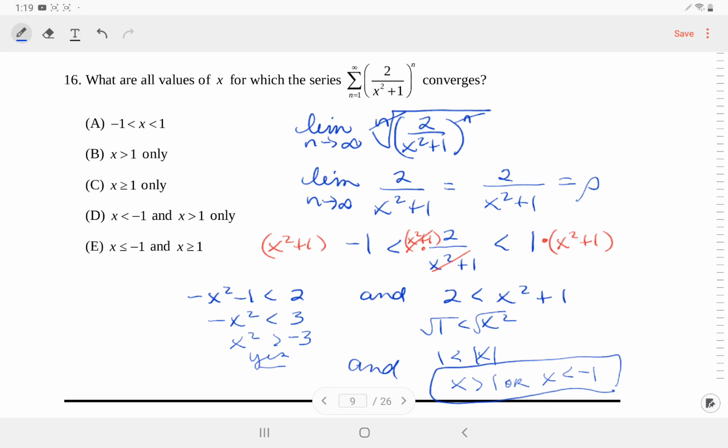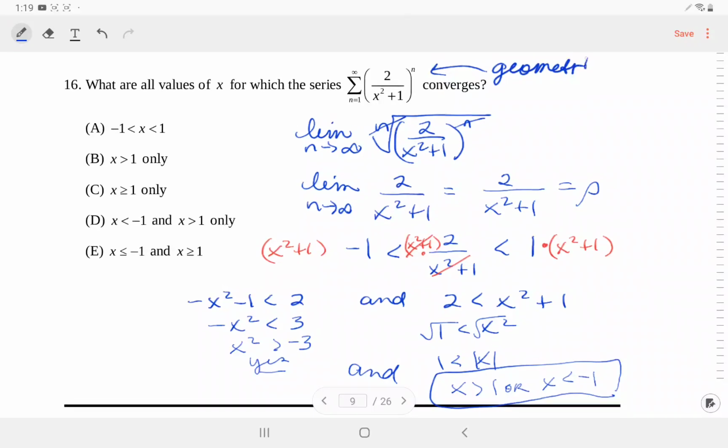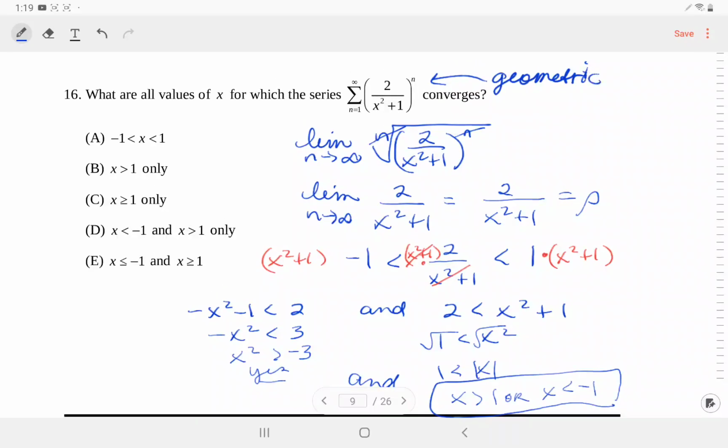I kind of want to redo this question. I'm feeling this is geometric. Okay, this is geometric. I feel like it's geometric. And I feel like r is 2 over x squared plus 1. Okay, so I'll solve that another time like this, but then that would still say that the absolute value has to be less than 1. So that's still the case.